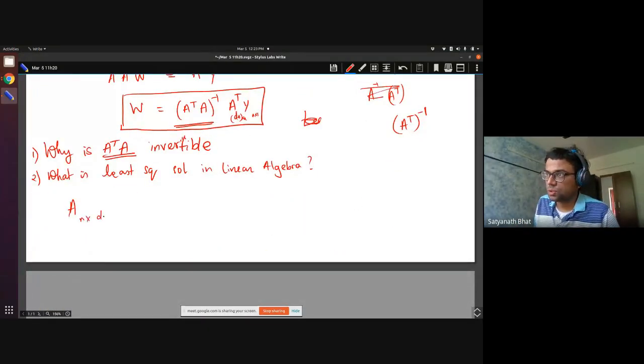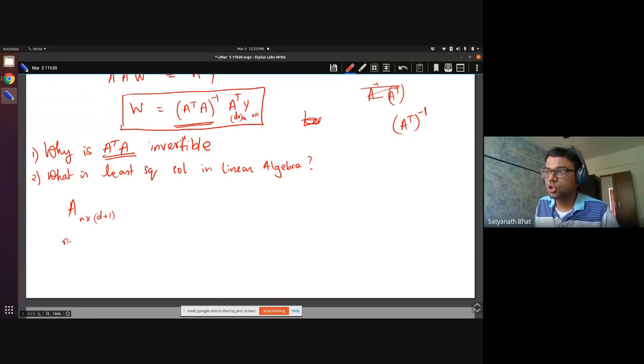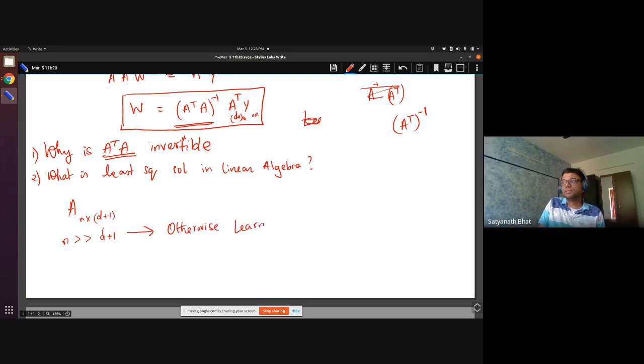Okay. So first thing that I'm saying is n should be much greater than d plus 1. What I'm trying to say is we should be learning fewer parameters than the number of equations. So this makes sense. Otherwise, learning is not possible. Let's say learning is difficult, right? So we cannot have more features to learn, more like we are doing so many measurements.